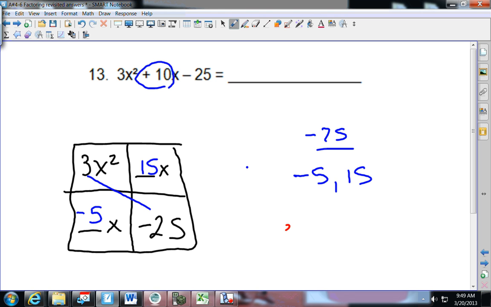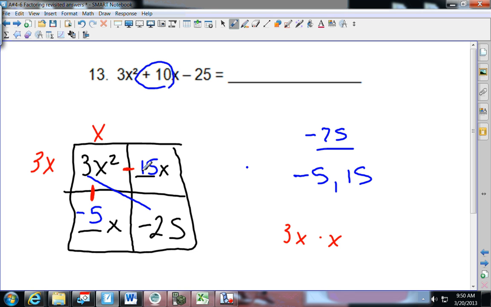I know 3x squared splits up as 3x times x. Now, it matters where I put it. If you want to just guess and check, that's fine. But another way to look at this is, out of these two boxes right here, what is the GCF? A 1x. So if 1x goes here, what's the GCF out of here? It's a 3. 3 goes into 3, 3 goes into 15. 3x goes here.